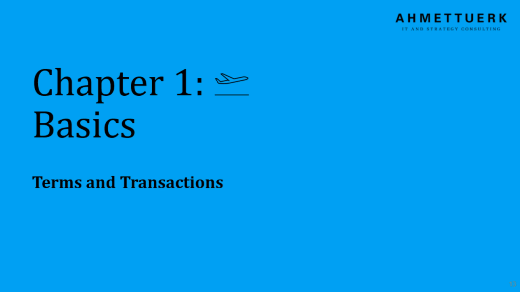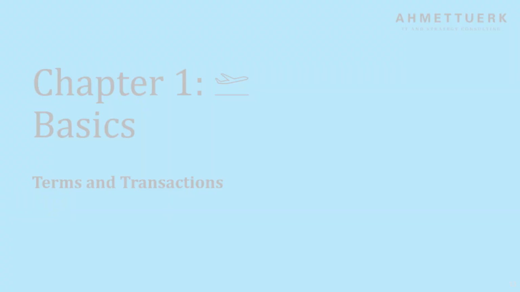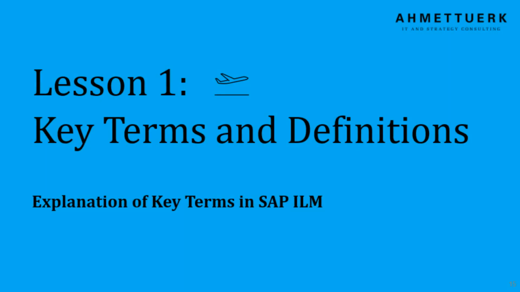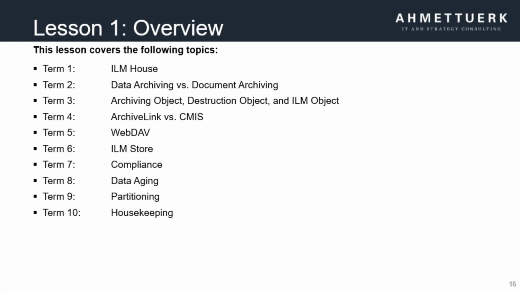In this chapter, we'll cover the key terms and transactions in SAP Information Lifecycle Management. In Chapter 1, we cover 2 lessons. We will start directly with Lesson 1, in which I will outline the essential terms and definitions in SAP ILM. We'll cover the ILM house, the differences between data and document archiving, as well as archiving, destruction, and ILM objects. We'll also discuss Archive Link versus CMIS, look at WebDAV, the ILM store, and compliance. Finally, we'll explore data aging, partitioning, and housekeeping.